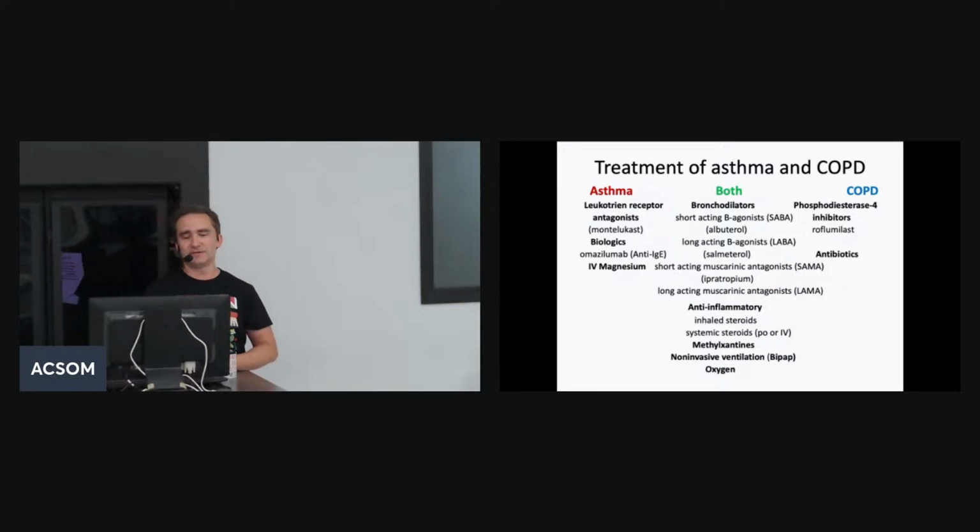If we look at the asthma only medications, then we have leukotriene receptor antagonists. So you remember leukotriene pathway is one of the inflammatory pathways, so you block that. Montelukast is one of these medications. It can be used as a pill. There are biologics. There are different types.